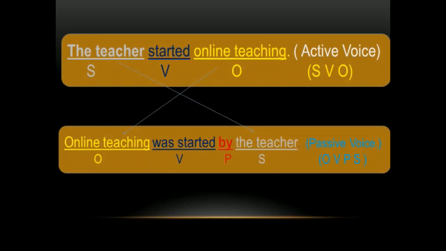Now we see here online teaching is singular, okay, and we are talking about past tense, simple past tense. So simple past tense will have was as the helping verb, right? So online teaching was started. Now we needed to include a preposition there, so we have used the preposition by. By whom? By the teacher, right? So this makes a complete, correct passive sentence. Okay.